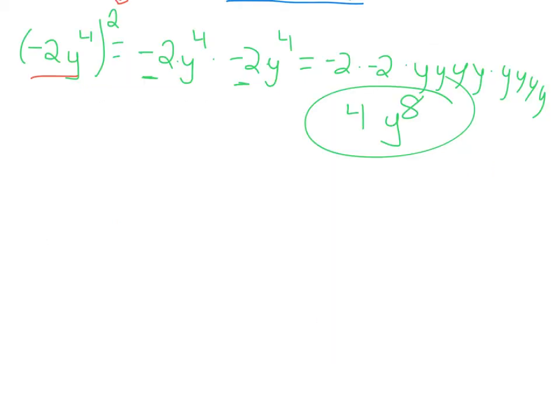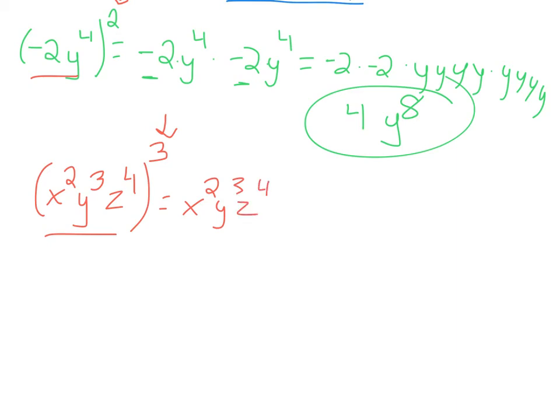Alright, given my room, a little bit more room for this last one. So if I have x squared, y to the 3rd, z to the 4th, all of that to the 3rd. So that means this 3 tells me I have this 3 times. So x squared, y 3, z 4, x squared, y 3, z 4, x squared, y 3, z 4.